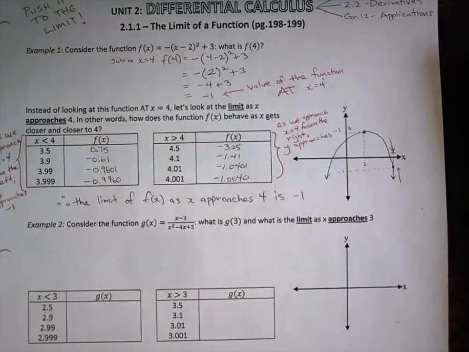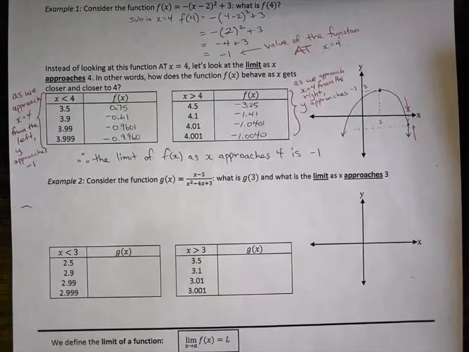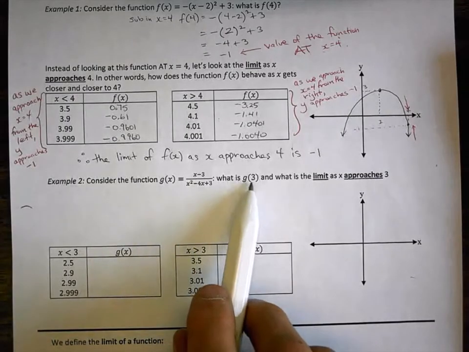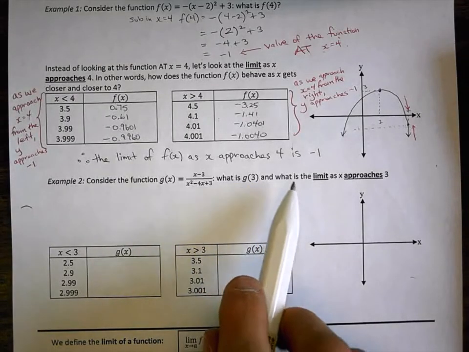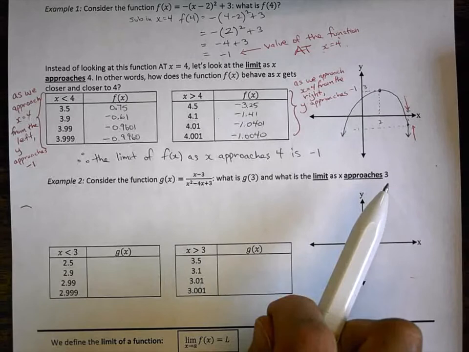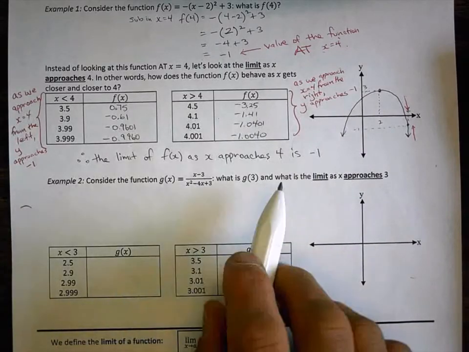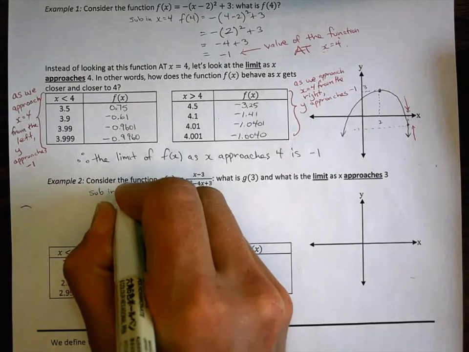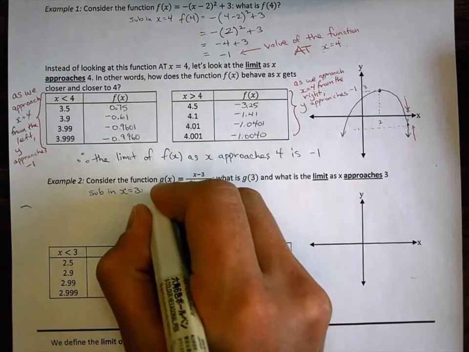Let's do the second example, the rational expression. Consider the function g of x is equal to this very difficult rational function. What is g of 3, and what is the limit as x approaches 3? Okay, well, to find g of 3, that's easy. I can do that. Sub in x equals 3. This is what your teacher taught you last year.